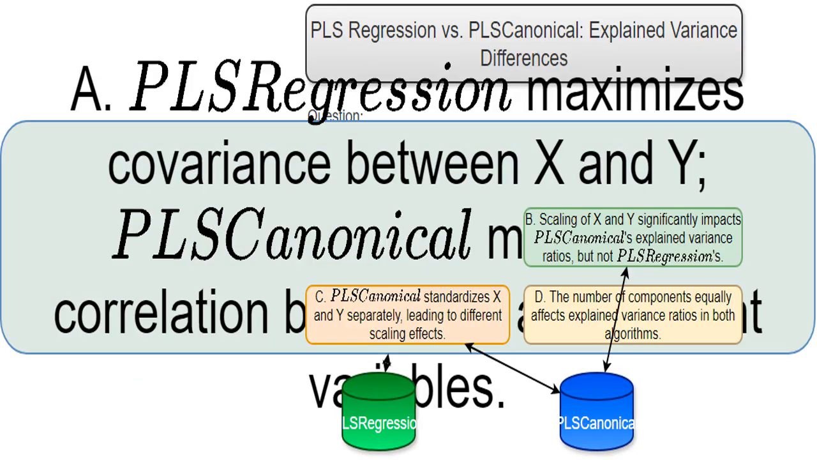This explains why scaling affects PLSCanonical. PLSCanonical does a pre-processing step where it standardizes X and Y separately. Standardization ensures that each variable has a mean of 0 and a standard deviation of 1. This step directly impacts the correlation calculations that PLSCanonical uses. PLS regression doesn't do this separate standardization, so it's less affected by scaling differences.